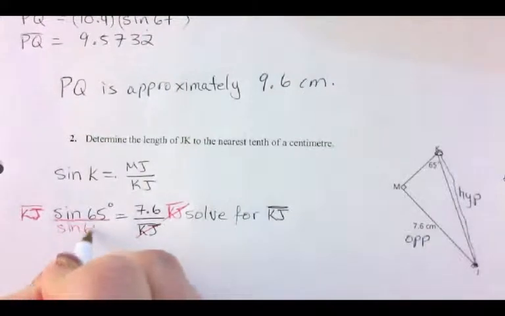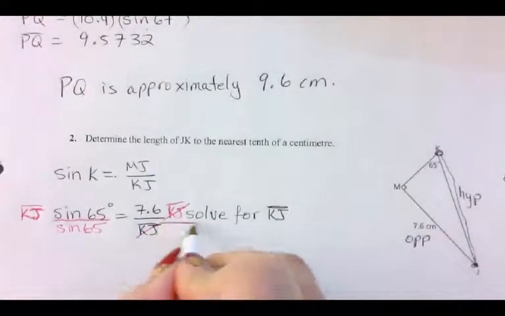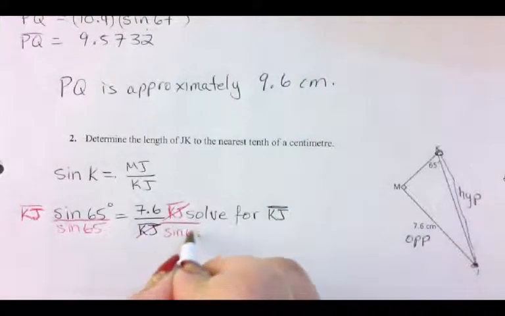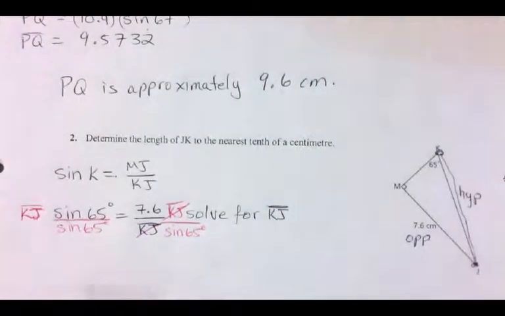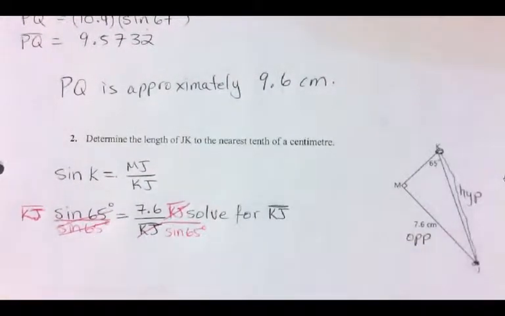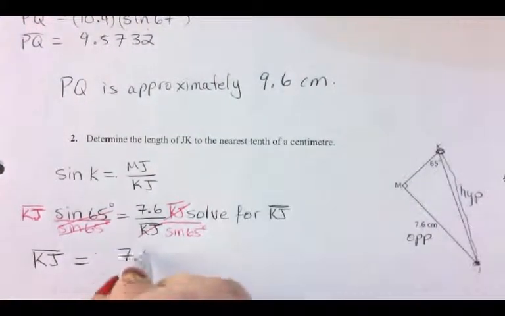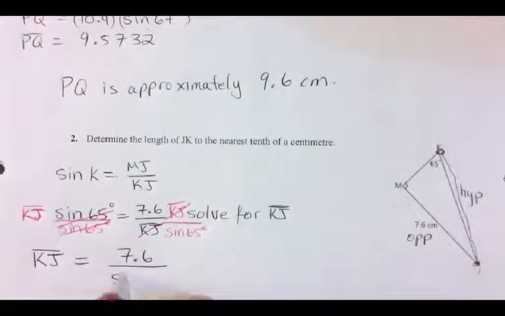Divide both sides by sine 65. Remember, keep that together. That is one number. And divide this side by sine of 65 degrees. All right, so now what happens on this side is these two reduce to 1. They cancel. So KJ is equal to 7.6 over sine of 65 degrees.